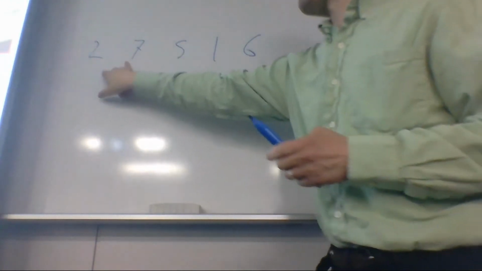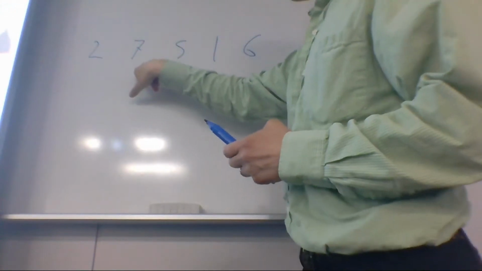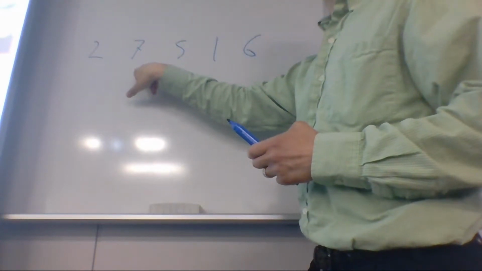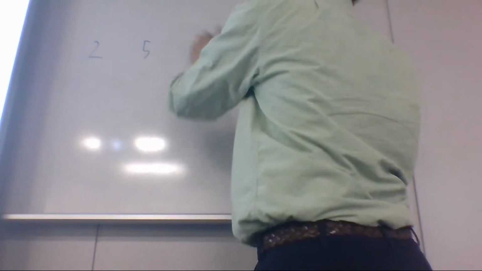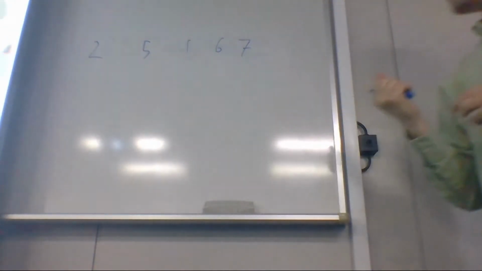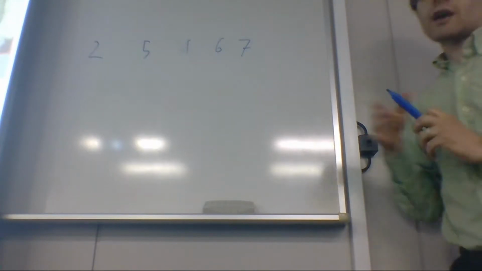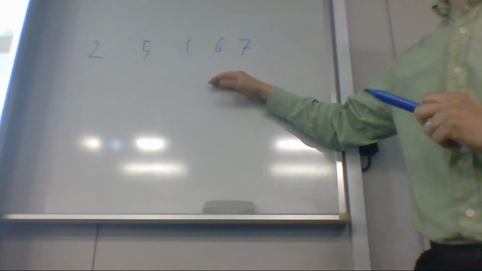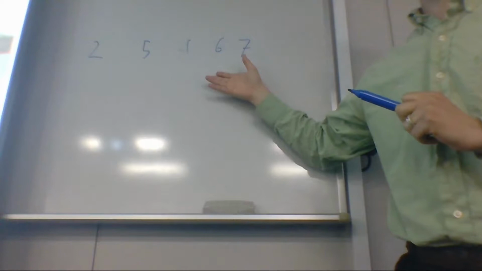And then we just continue for every other pair. Are these 2 values in order? No, so we swap them. 5 and 7. 7 and 1 are not in order. 7 and 6 are not in order. And so then this for loop ends. Now this is obviously not sorted yet.